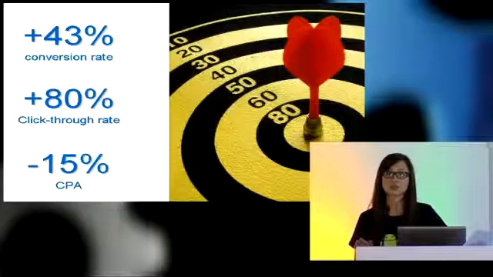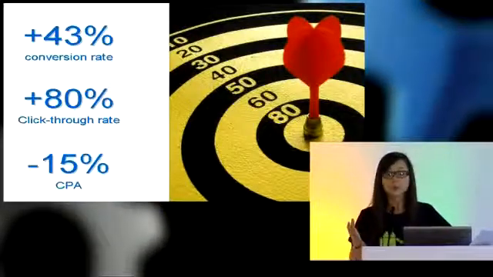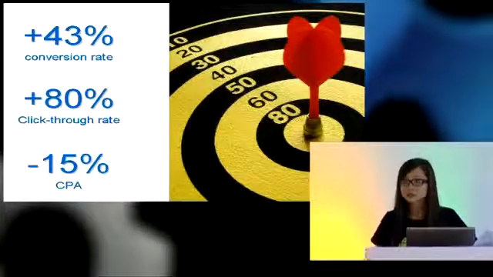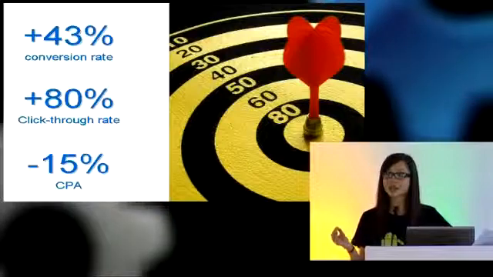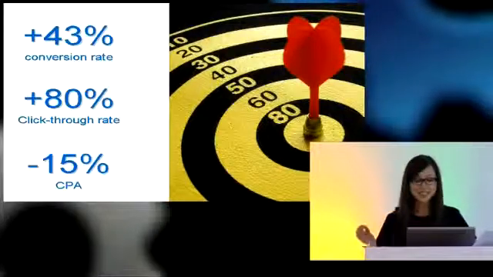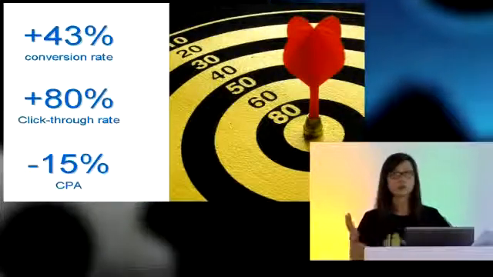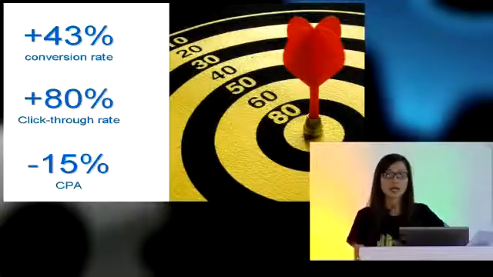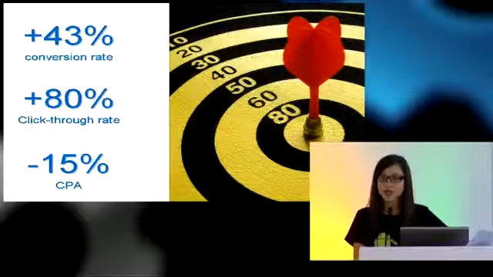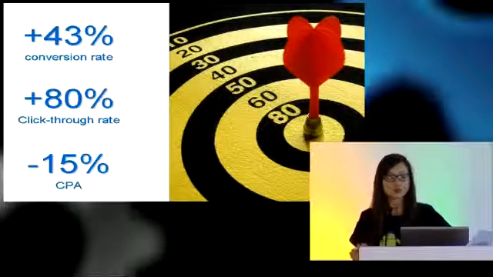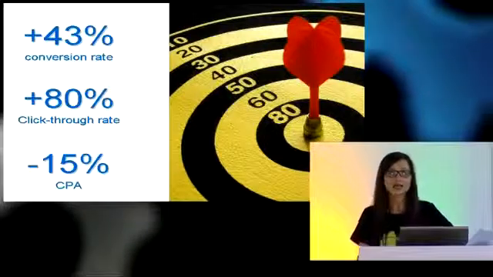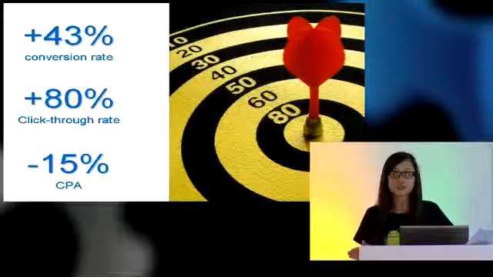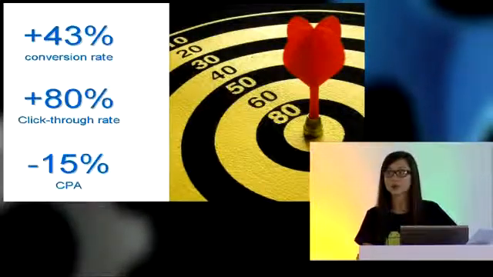And it works. So this is an analysis we run on those people who actually have separated out mobile campaigns versus those who don't. And what we see is that they have a 43% higher conversion rate, an 80% higher click-through rate, mainly because of the relevant messaging that they're putting in, and 15% less CPA. Now that is pretty powerful. If I told you right now that you could get a 43% increase in conversion rate on your desktop, you would have all left by now and gone and done it. And it shouldn't be any different for mobile.